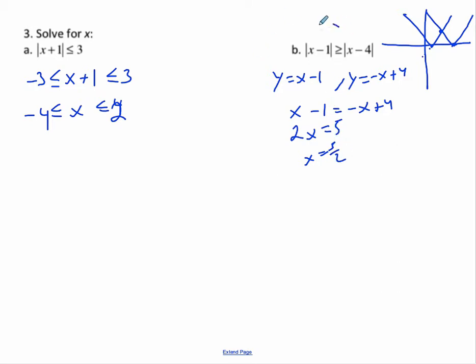Or what you can do in these situations, since we know both the left-hand side and the right-hand side are positive, you can square both sides, and then you get some quadratics.